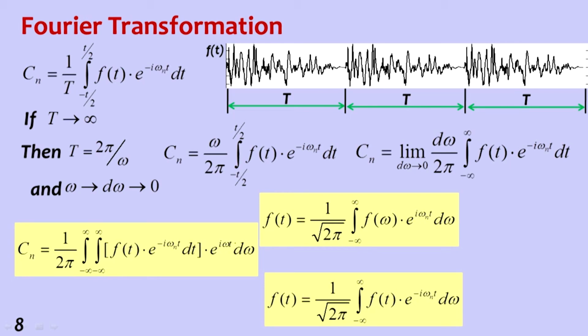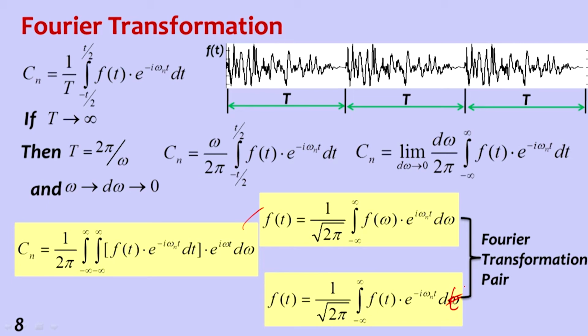From this we get f of t: 1 by 2 pi, minus infinity to plus infinity, F of omega e to the power of i omega t d omega. And the next one is F of omega equal to 1 by 2 pi, minus infinity to plus infinity, f of t into e to the power of minus i omega t dt. So this is a Fourier transformation pair.